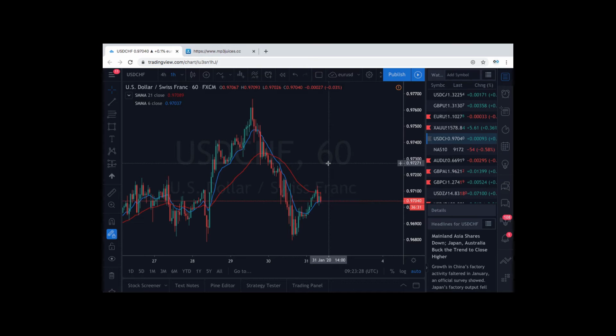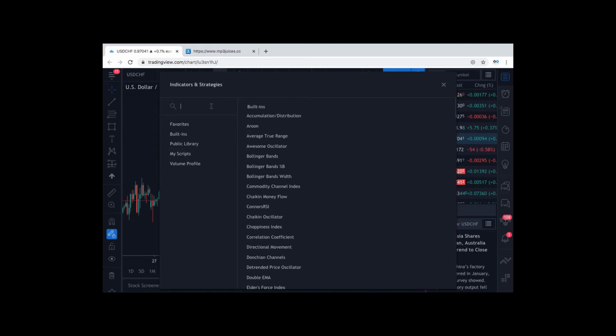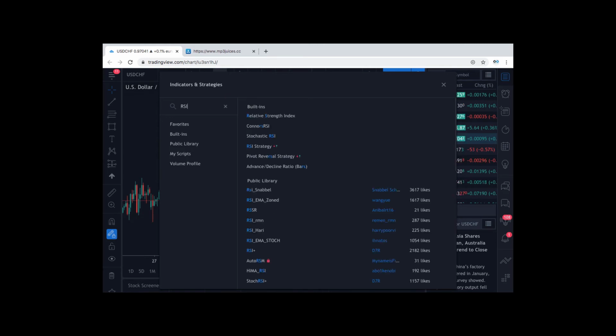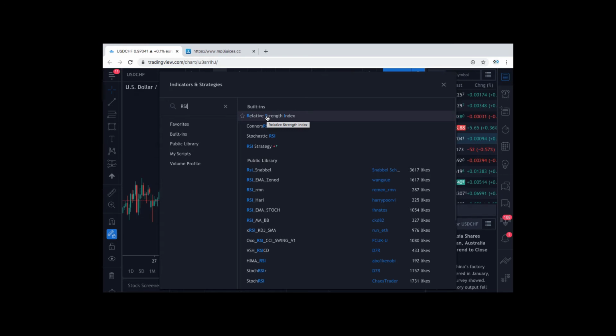Okay, so moving on to indicator number 2. We're going to be removing our SMAs to add our RSI, because that is indicator number 2 on this list. So same thing, we just go to this panel here again, and now we type in RSI. There's stochastic RSI, RSI strategy, Corners RSI. We're just going to click the default one, which is Relative Strength Index, because RSI is short for relative strength index. So we click on that, and you notice that the indicator popped up at the bottom.